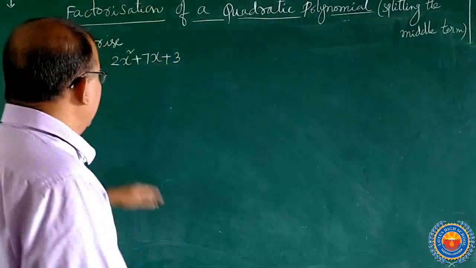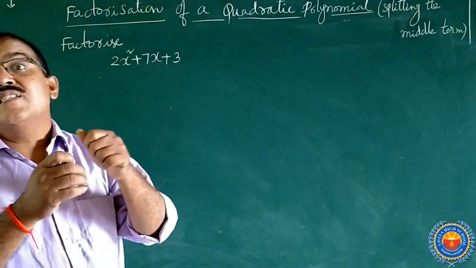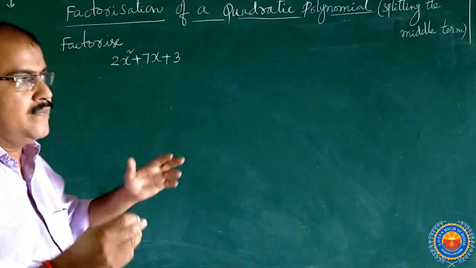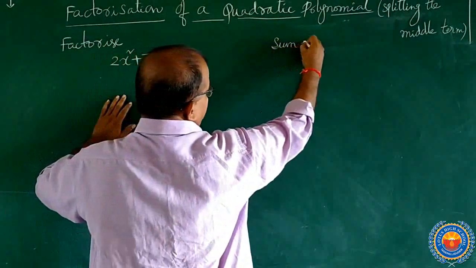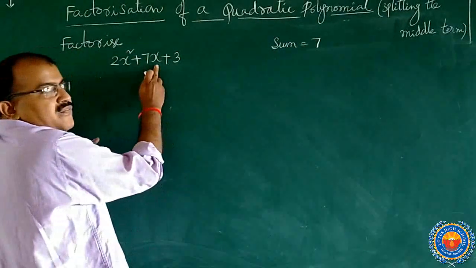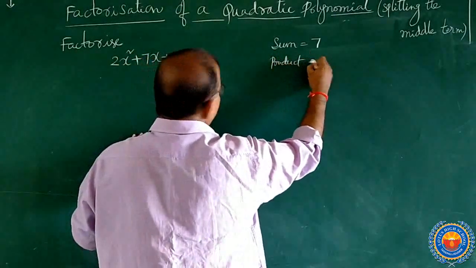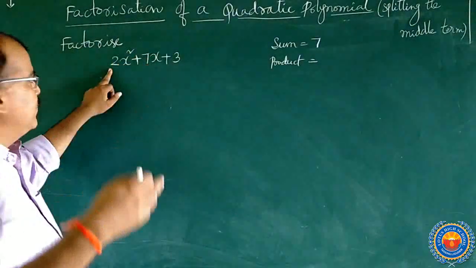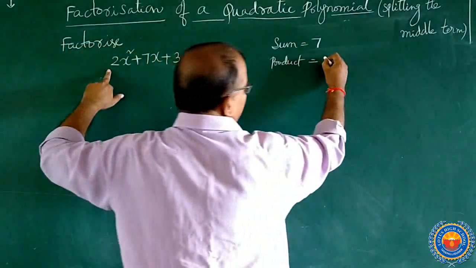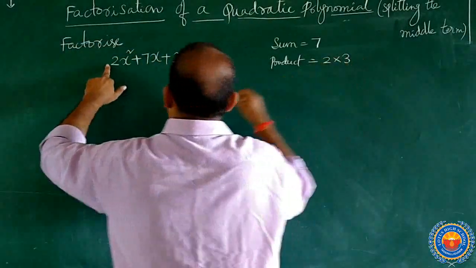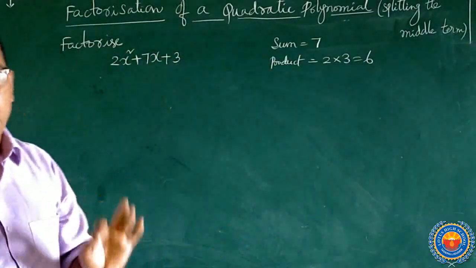One more sum. 2x square plus 7x plus 3. Splitting the middle term. Here the middle term is 7x. So first of all, what is the process? Here you write sum is equal to 7. Sum is nothing but the coefficient of x. Product is equal to, before in the previous sum the coefficient of x square was 1, but now the coefficient of x square is 2. That's why product is equal to 2 into the constant 3, which is 6. So same method, very, very important.